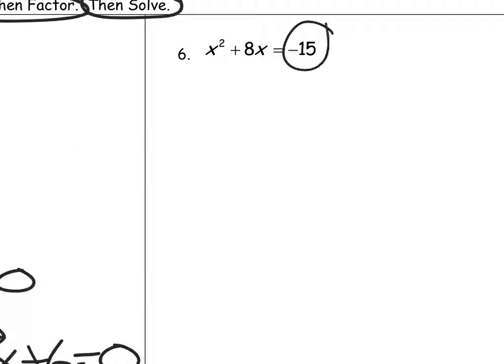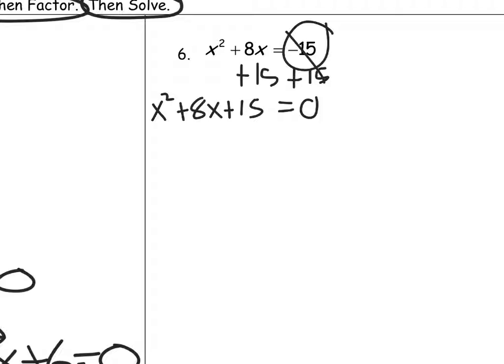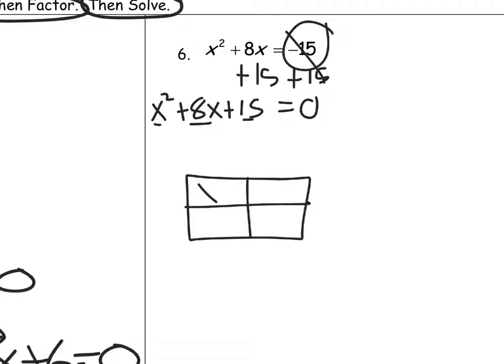This is not set equal to 0. Add 15. And we get x squared plus 8x plus 15. Okay, next step. This says not factored. We have to factor. There's no GCF, so I have to use my box method.